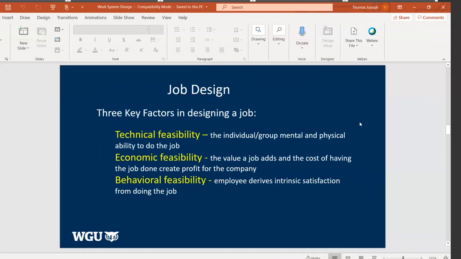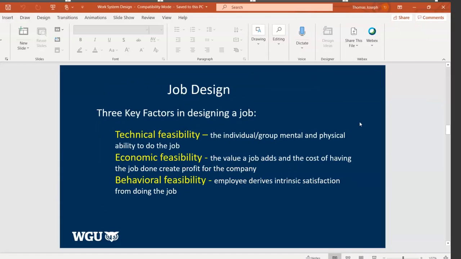You have the second thing, which is the economic feasibility. That is the value a job adds, right? Is this job going to allow a company to be better off? And the cost of having that job, is it going to bring a profit to the organization? So we have to take that into consideration. If an organization decides to expand or to improve a process, is this feasible? Is this economically feasible? Will that add any value to the company? And also, is it going to cost the company money where we're operating now at a loss rather than at a profit?